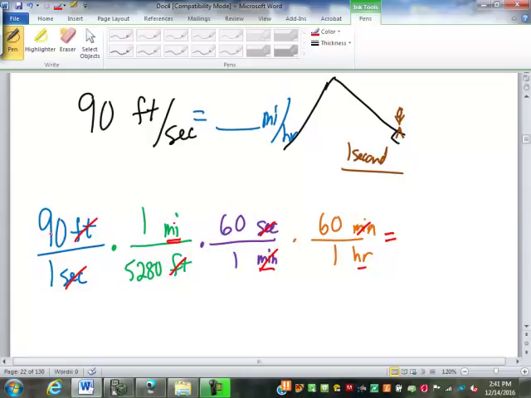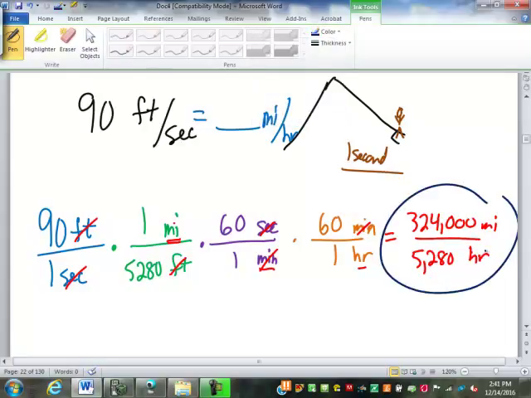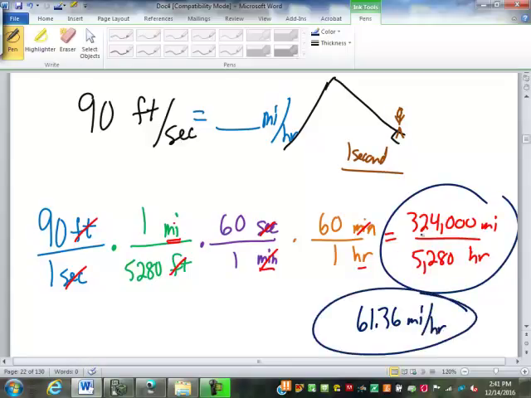So let's multiply out. 90 times 60 times 60 is, what is that, 324,000? The units up there is miles. On bottom, all we have is the 5,280 times 1 times 1 times 1. 5,280 hours. So we divide that out. 324,000 divided by 5,280 is, well, like 61.36 miles per hour.